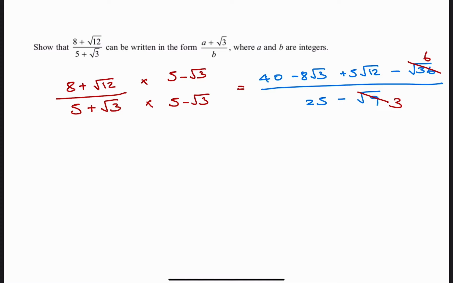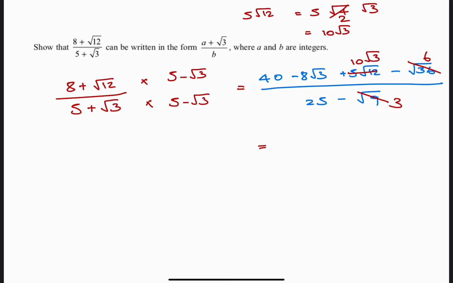The 8 root 3 cannot be simplified. I can simplify the 5 root 12. The 5 root 12, what is the square number that makes it? It's basically 5 times, the square number for 12 is 4 times 3. This number is a square because root 4 is 2. So 5 by 2, that makes it 10 root 3 then. So I'll cross this and I'll put 10 root 3.